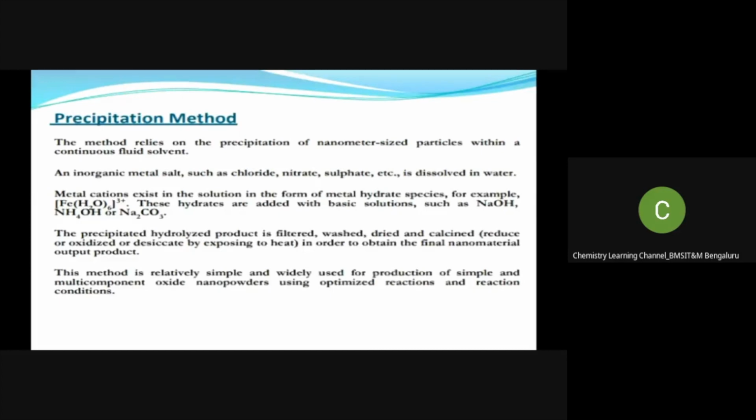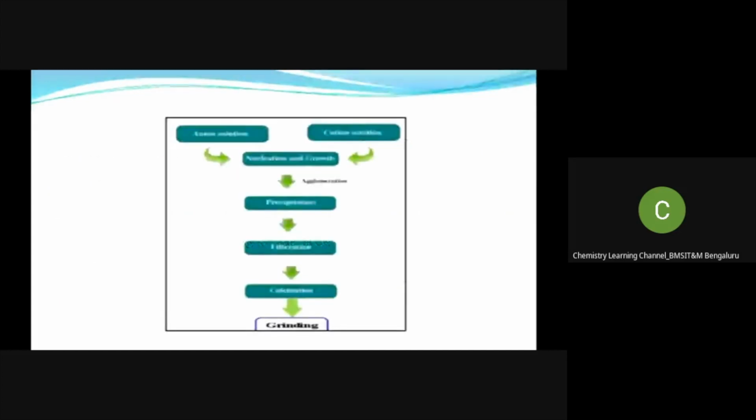Here is a schematic representation. In this, anionic and cationic solutions are mixed. We can see over here that accumulation occurs, and precipitation of the anionic and cationic solution mixture occurs, and the precipitate is filtered. Then calcination is undergone. Then we get the nanoparticles.